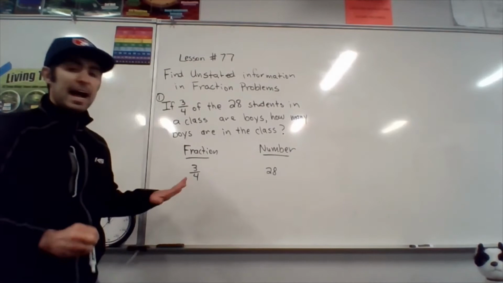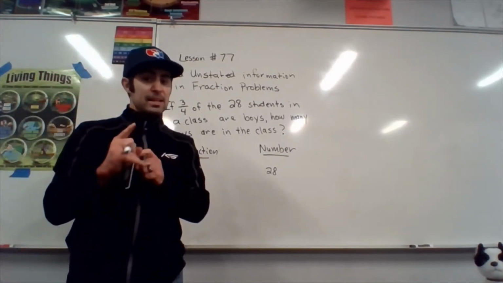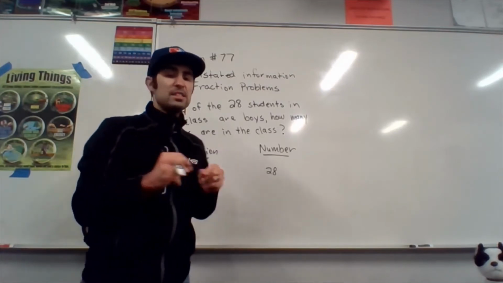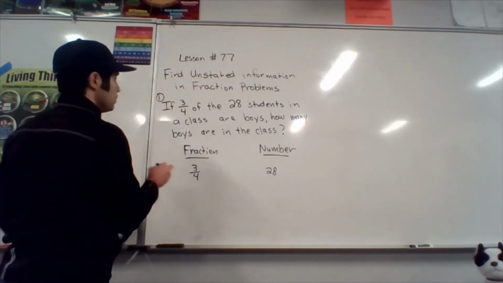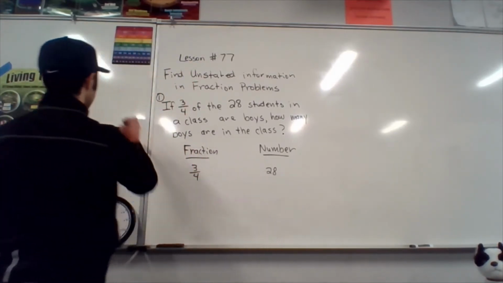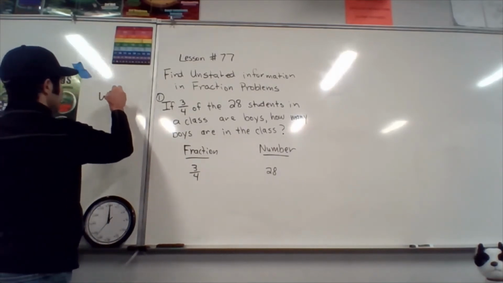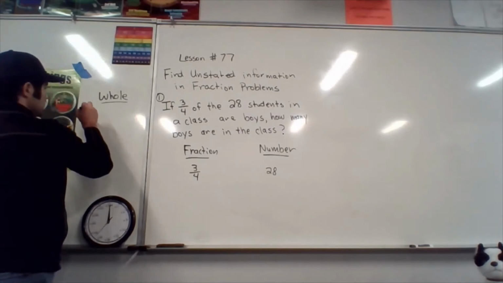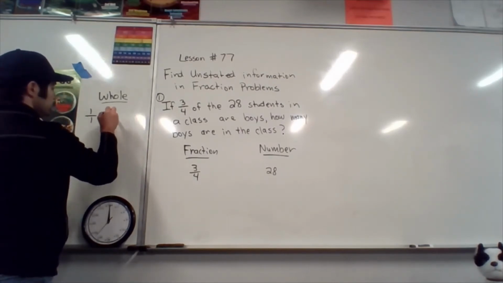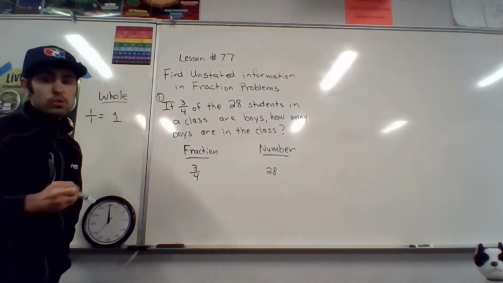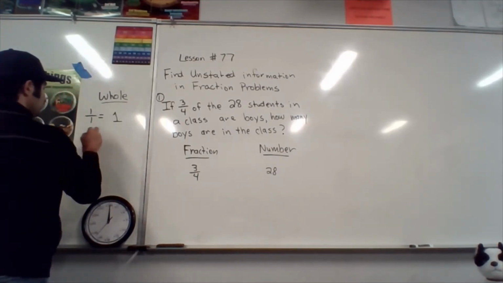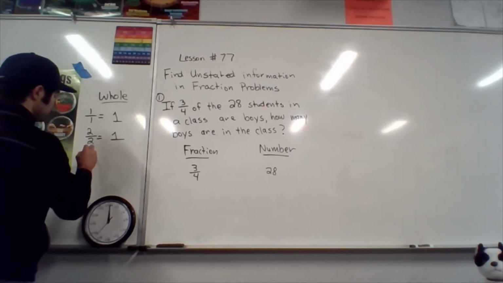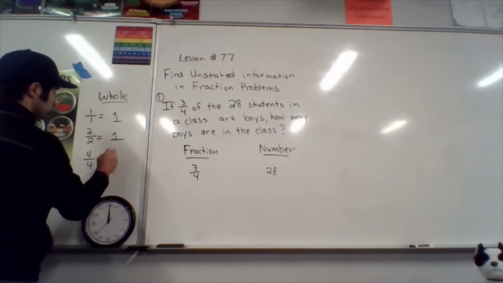Now, the next thing you need to know is that the whole class is equal to 4/4. So side lesson, right over here, we have to understand what whole means. Whole means 1 out of 1, which is 1 whole class, or 100%. You can say 2 out of 2 equals 1. And you could also say 4 out of 4 equals 1.